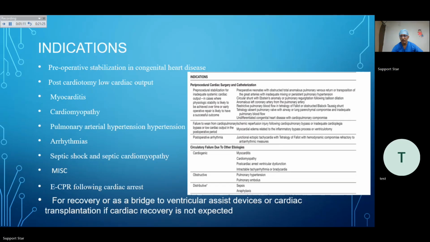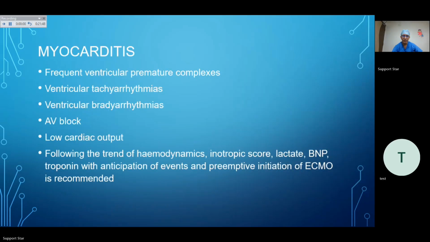So in obstructive disease like pulmonary hypertension or pulmonary embolus, it also helps because it provides good cardiac output. And then in sepsis and anaphylaxis, it's a distributive shock, where you require hyperdynamic circulation. You will have to give very high flows on ECMO to provide good tissue perfusion.